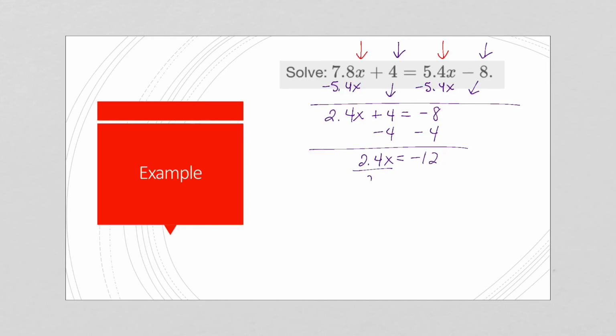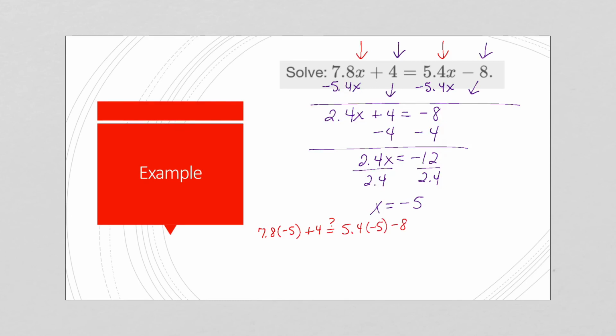Now I'm going to divide both sides by 2.4. And again, because I tend to do math terribly in my head, I would grab my calculator and do negative 12 divided by 2.4, and I get negative 5. And so to check my work, I would do 7.8 times negative 5 plus 4. Does that equal 5.4 times negative 5 minus 8?